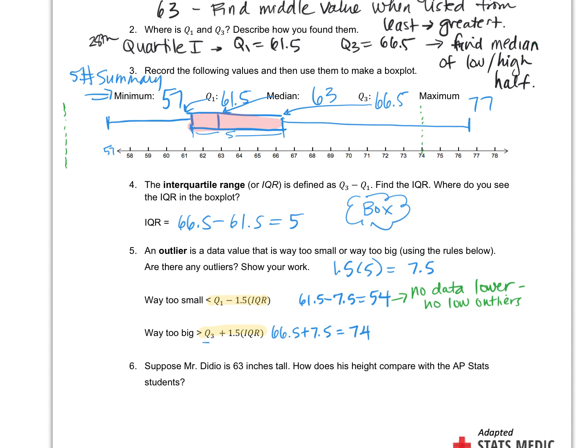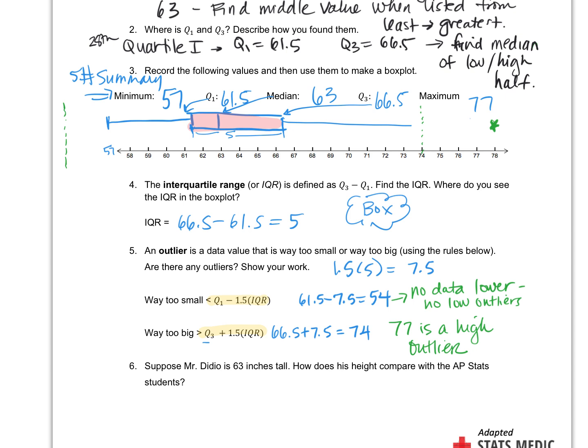So we got to go back and think about this for a second. That means there's something out here, isn't there? Which data point or points falls outside that? 77. Good. So 77 is a high outlier. And then I would show that on the box plot. You can make it a little star or circle, whatever you want. Doesn't matter. But it's separate from the box plot.